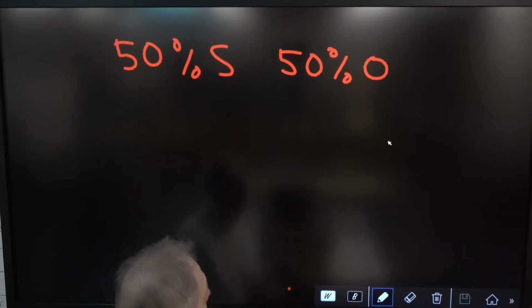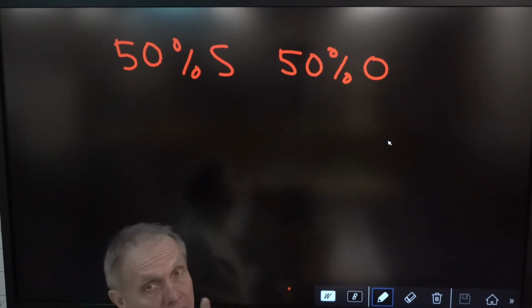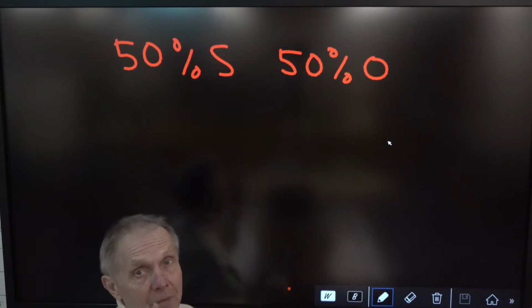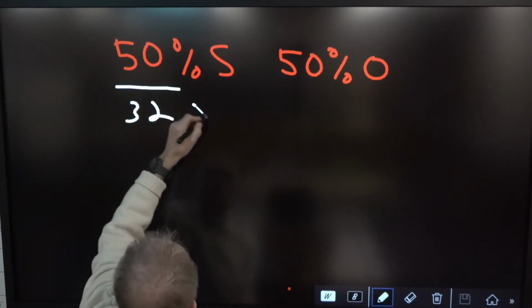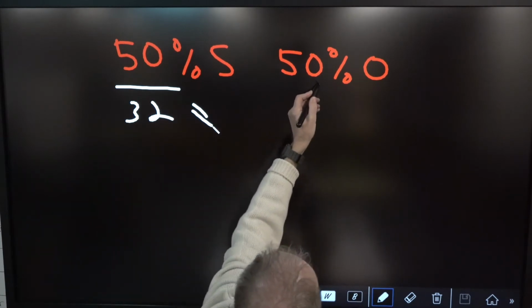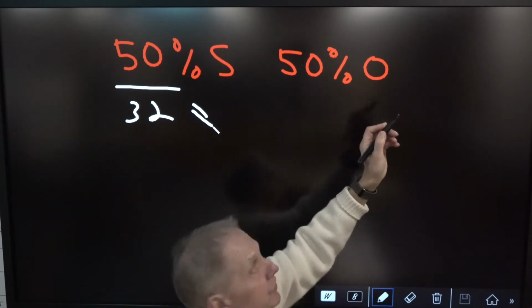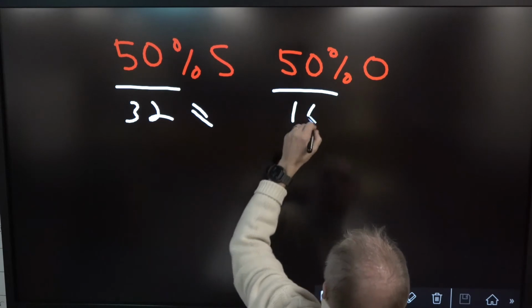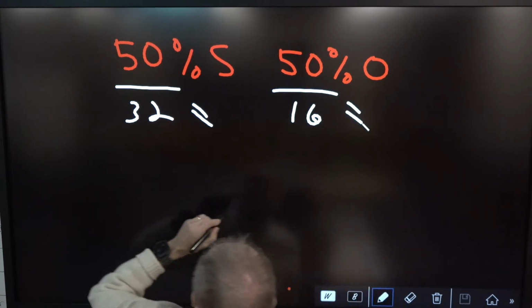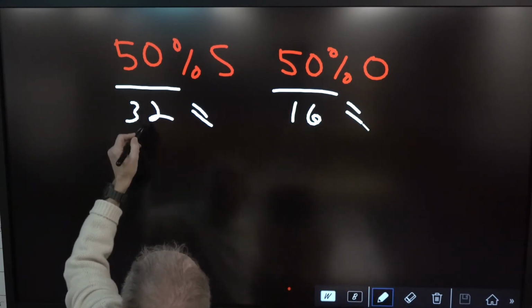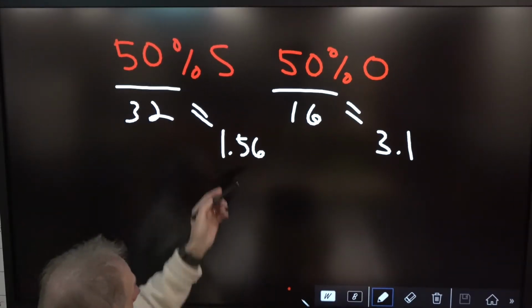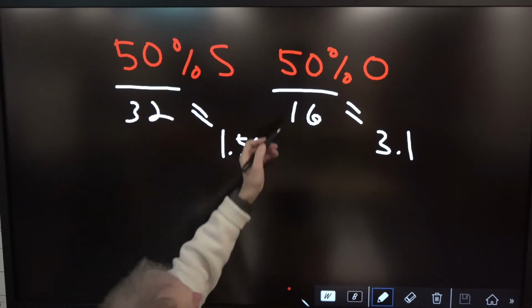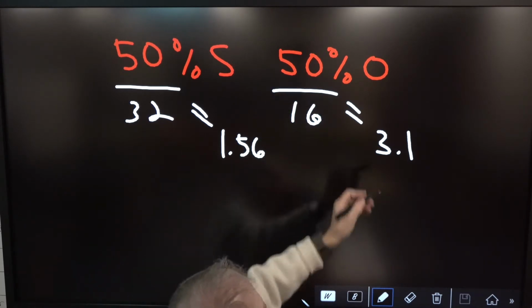Now, a quick way to do it, watch. 2 steps. The first thing you have to do, divide the percent by the atomic mass of the element. So 50, sulfur weighs 32. Oxygen weighs 16. So 50 divided by 32 is 1.56. 50 divided by 16 is 3.1.